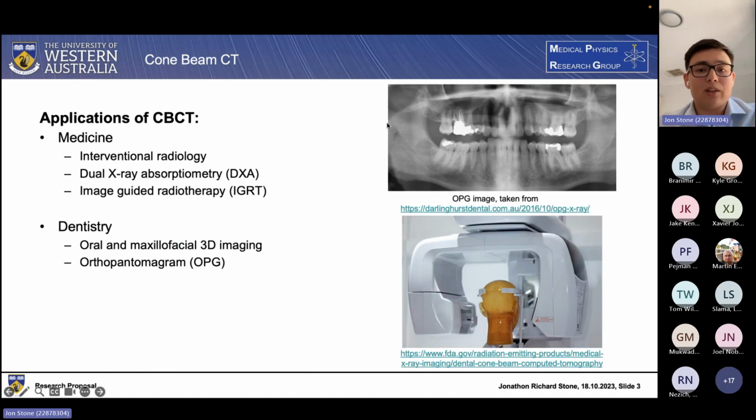So what are some applications of cone beam CT? There are applications in both medicine and dentistry. In medicine, the applications would be interventional radiology, dual X-ray absorptiometry or DXA, and image-guided radiotherapy. In dentistry, there's oral and maxillofacial 3D imaging, and also orthopantomograms or OPGs for short, which are essentially a panoramic image of the oral cavity, as seen in the figures on the right.